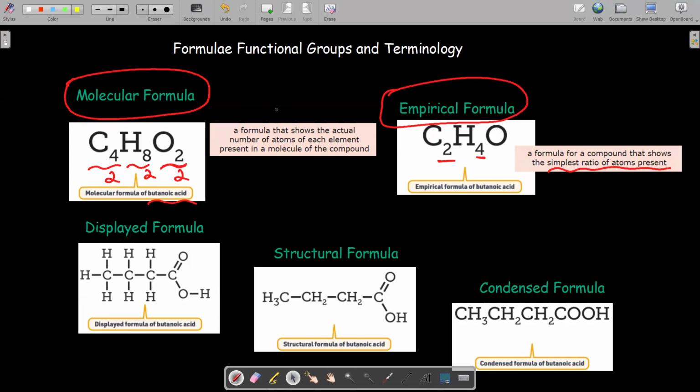So this is what we had learned when we began the syllabus, what a molecular formula is and what an empirical formula is. So molecular formula shows the actual number of atoms of each element in the molecule. So if this is the butanoic acid, you have 4 carbons, 8 hydrogens, and 2 oxygen atoms present in it. Same way, if they ask you for an empirical formula, you just give the simplest ratio.